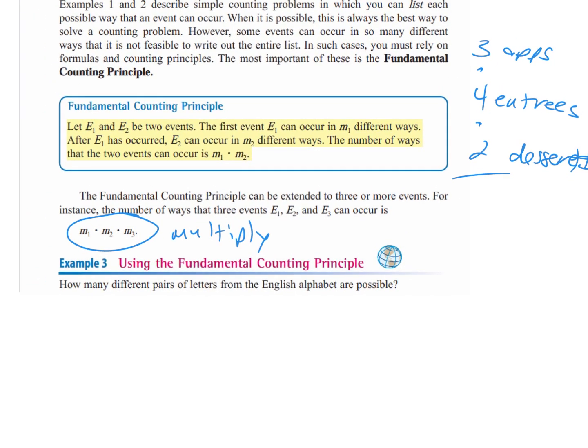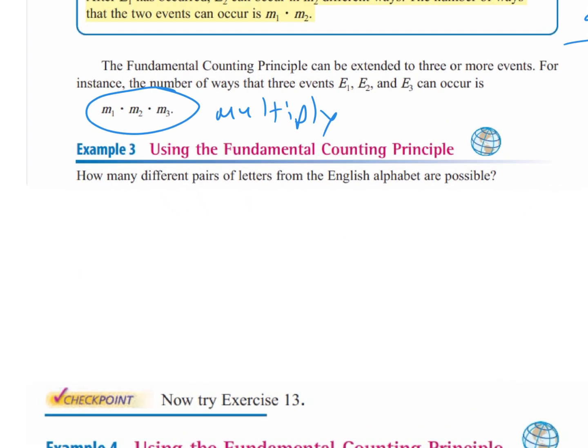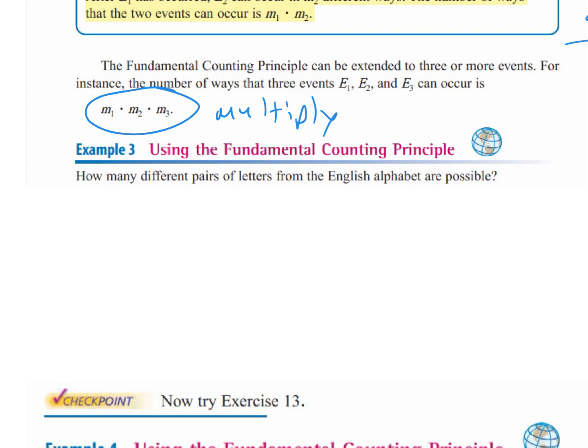Sometimes it's easy to list those things out, kind of like we did with the cards. We could say, okay, here's the option. Here's what could possibly happen. Sometimes it's harder to do that. In questions like this, and again, I'm going to present all the information to you, and then over the next several days, we're going to practice this, and it'll become easier, I promise. How many different pairs of letters from the English alphabet are possible?